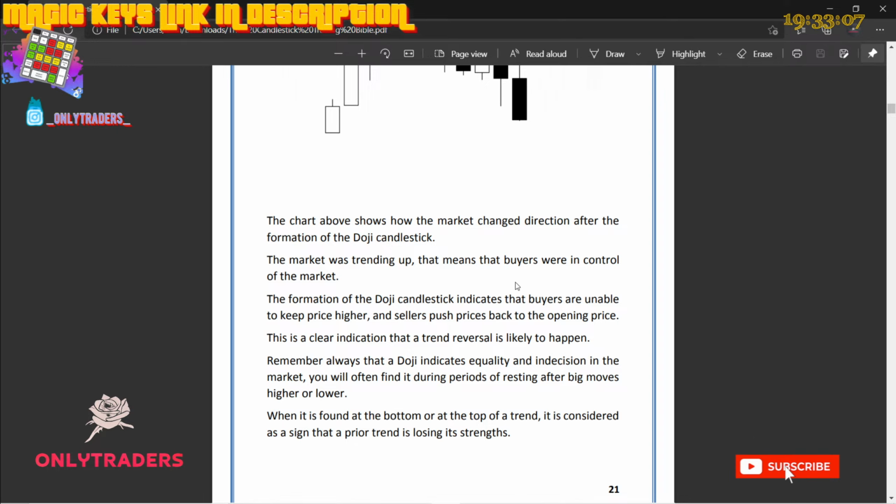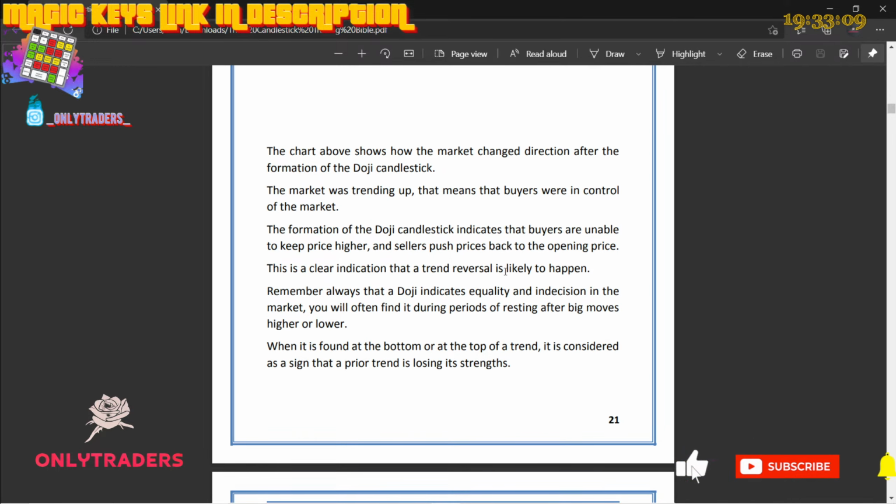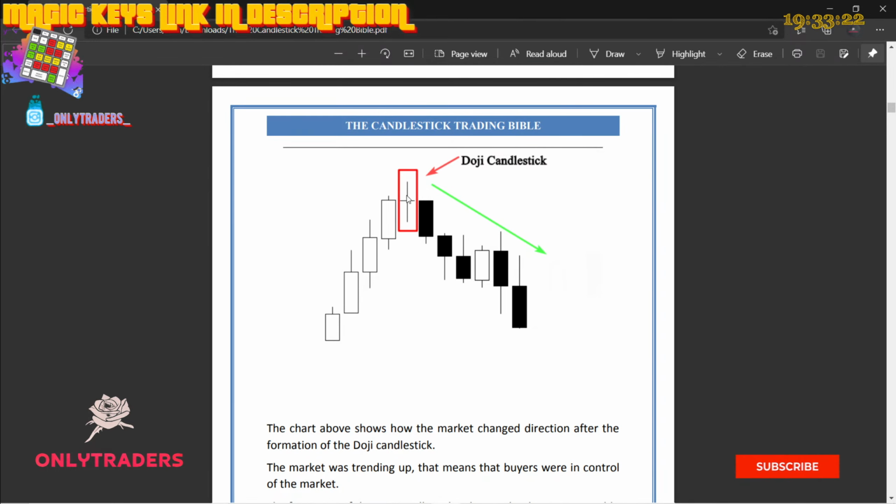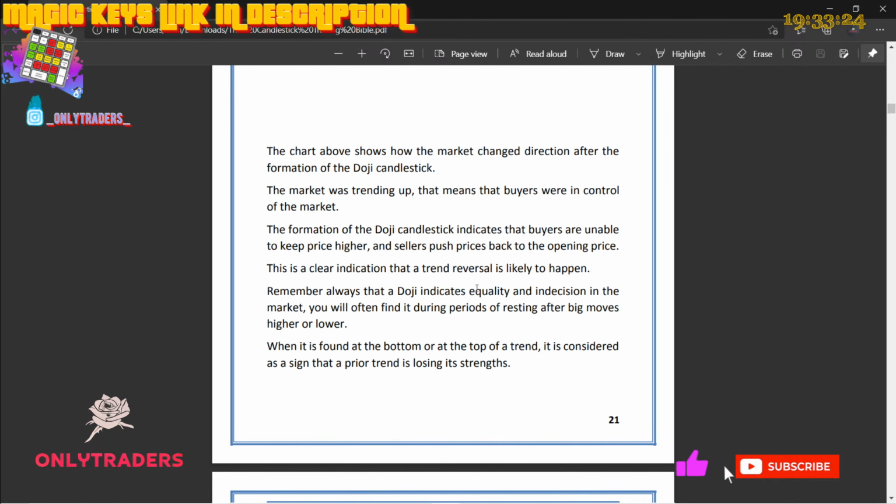The doji came, the market began to trend down. So remember always that a doji indicates equality and indecision in the market. You'll often find it. I just need to make sure you guys understand what it indicates, because you guys just saw it right here in this trend, it doesn't mean that it's always going to go down. It indicates equality and indecision.